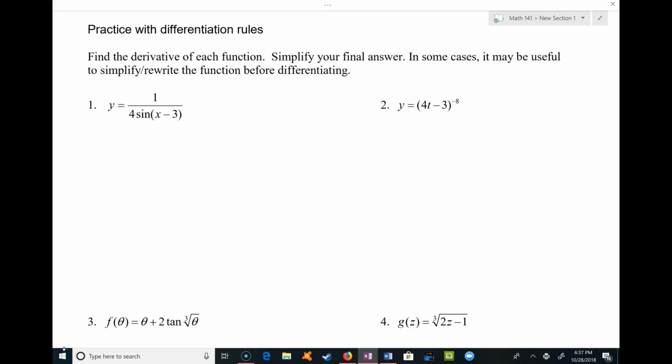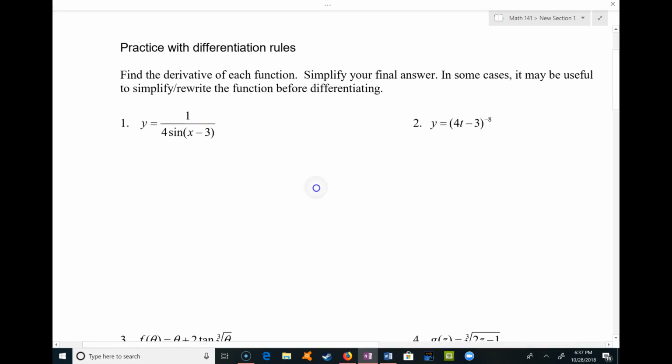So in this video, I'm going to work through the complex derivative practice worksheet. Here we go. Find the derivative of each function, simplify your final answer. In some cases, it may be useful to simplify, rewrite the function before differentiating. Like, for example, this first one.